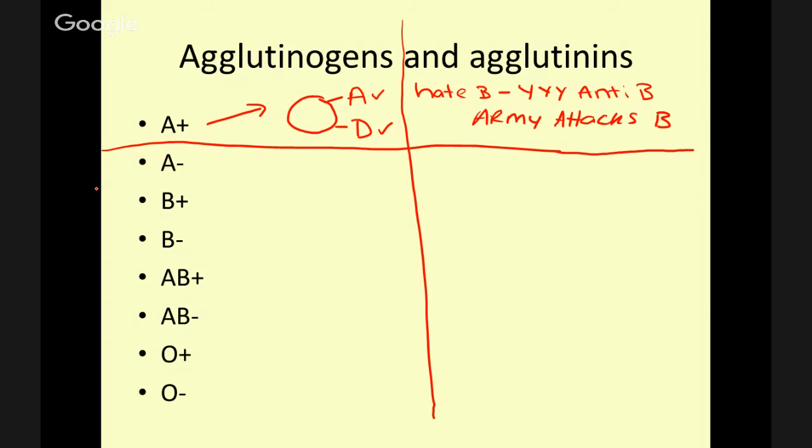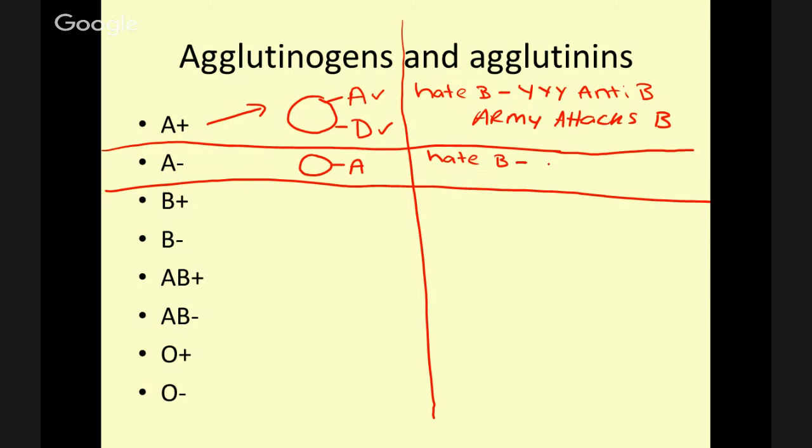All right, so it is a bit confusing, so let's try and stay on target. What about agglutinogens for A negative? This is only going to have A agglutinogens. It's going to have antigen flags for A, and then it's going to hate the Bs. So it's going to have an army that's anti-B, and it's going to hate positive. So it also has an army that's anti-D. Right? Remember, D is the signal for positive.